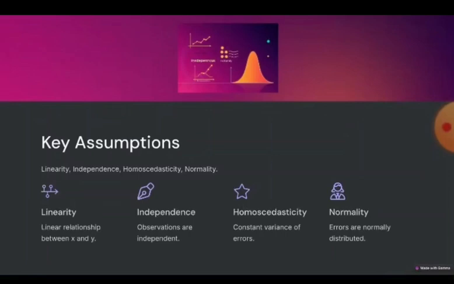Second one is independence of errors. Observations should be independent of each other. Third one is homoscedasticity. The residuals should have constant variance. And the fourth one is normality of errors. The residuals should be normally distributed. Meeting these assumptions is essential for ensuring the reliability of our model. And this is all about the key assumptions.